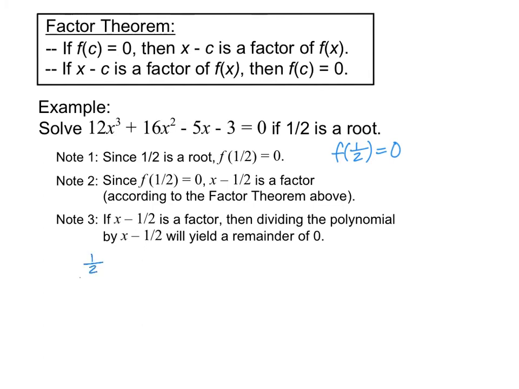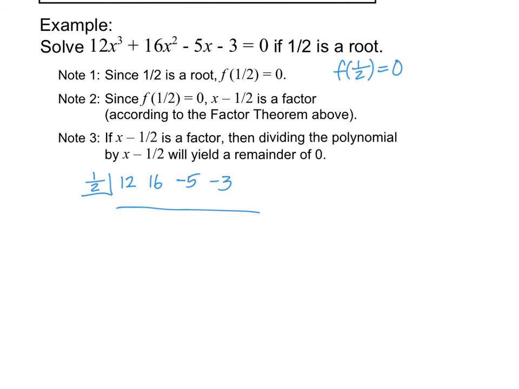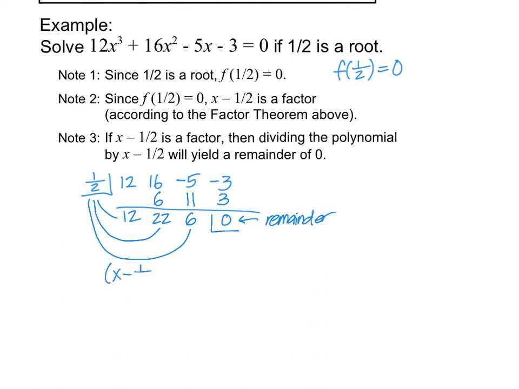We're going to put 1/2 in the box, and then we're going to do some synthetic division. 12, 16, -5, -3. All right, so drop the 12. 12 times 1/2 is 6. 16 plus 6 is 22. 22 times 1/2 is 11. -5 plus 11 is 6. 6 times 1/2 is 3. -3 plus 3 is 0. Indeed, the remainder is 0, which means x minus 1/2 is a factor.